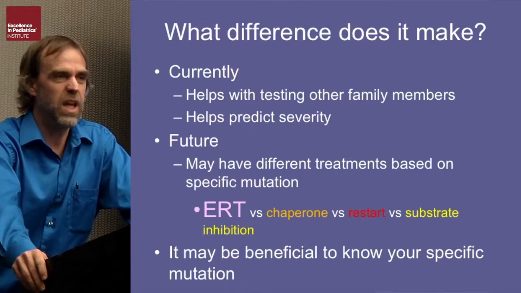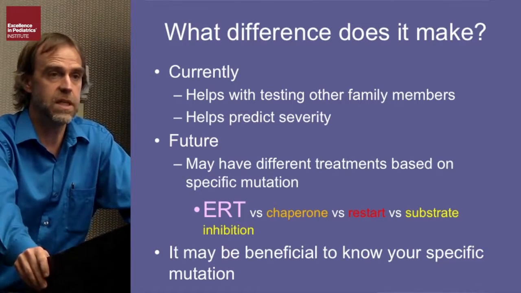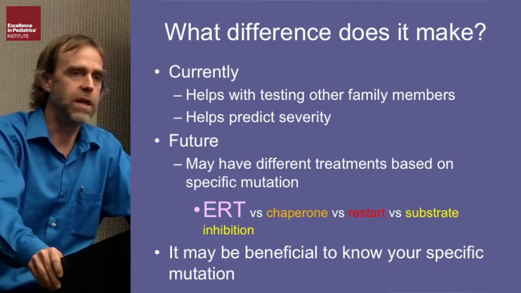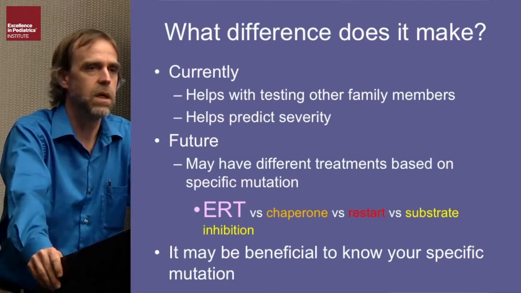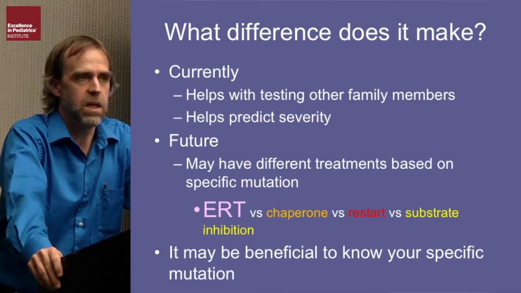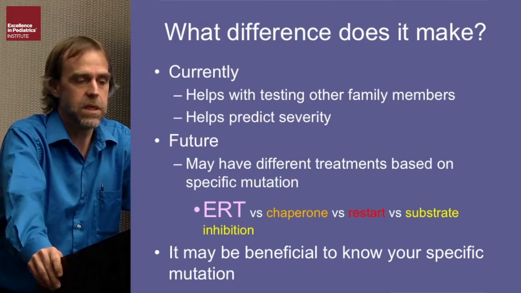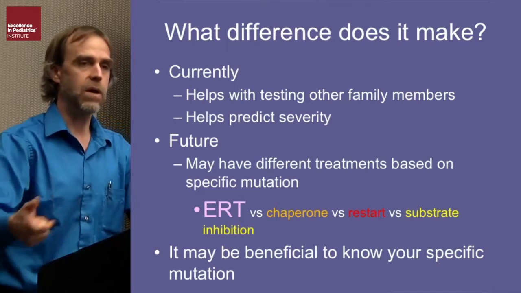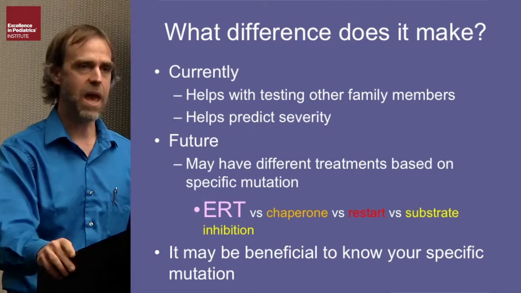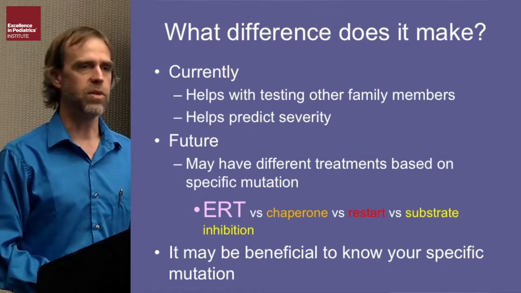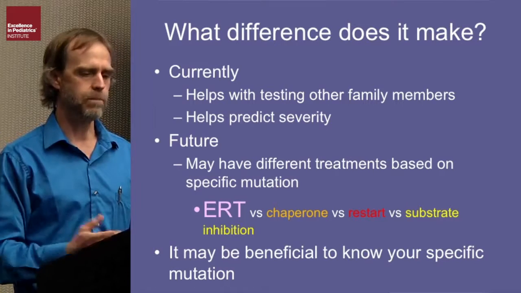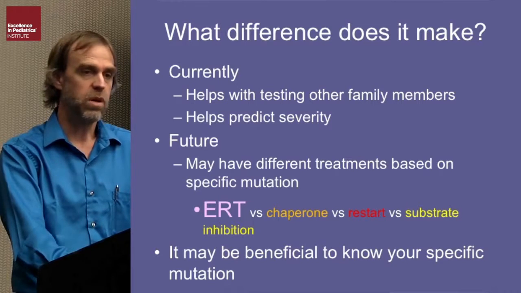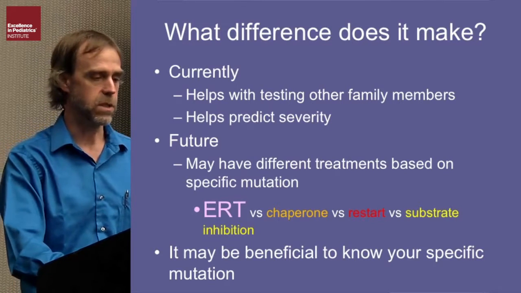It also helps to predict the severity of the disease. If you have a mutation that predicts no enzyme activity, you're likely to have pediatric onset symptoms and more rapid progression of the disease. If you have a missense mutation that allows for some residual enzyme activity, you may have variant forms with later onset or milder symptoms. So in short, it may be beneficial to know your mutation.